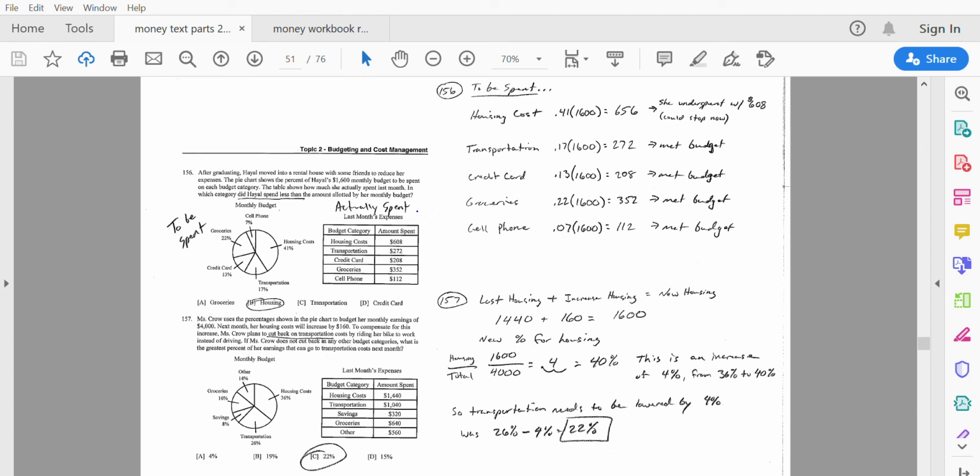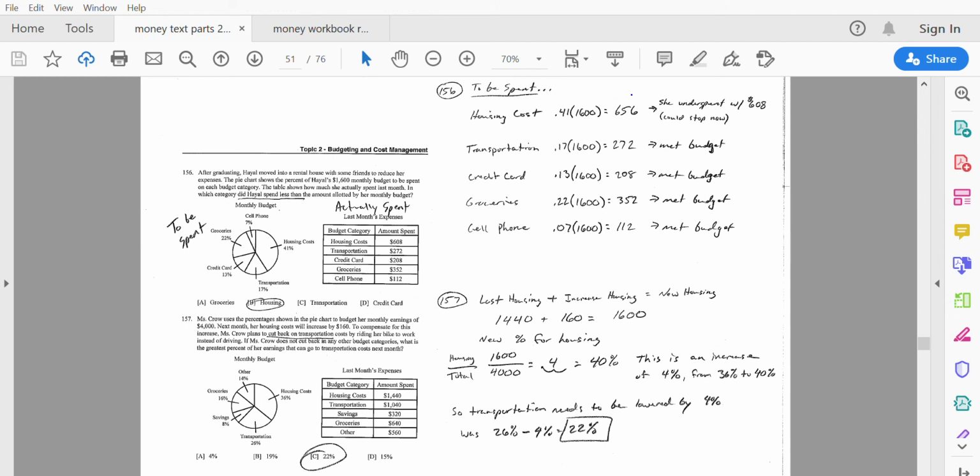So they want to know in which category is the number here less than what we find out over here. Okay, so again, we go through. I started with housing costs because that was first on the list in the table. Change that to 0.41 times the 1,600, which was from here. And the budget was 656.